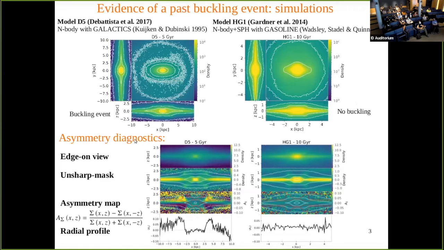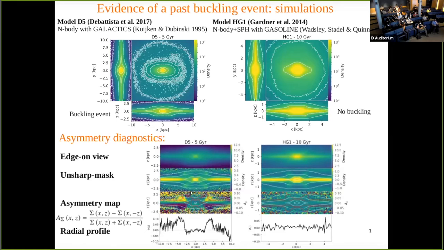We developed our diagnostic, which works only if the galaxy is observed edge-on. Here you can see the image of the particle density and the unsharp mask with which we reveal the X-shaped structure associated with the BP bulge. And here you can see for the model D5 that it is already visible by eye that there is a little asymmetry with respect to the midplane.